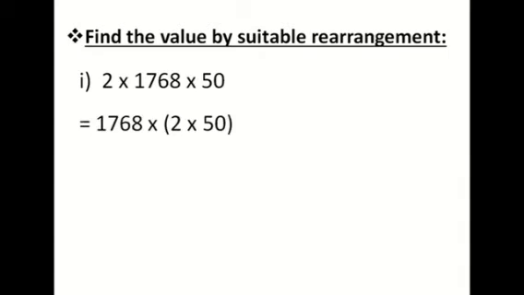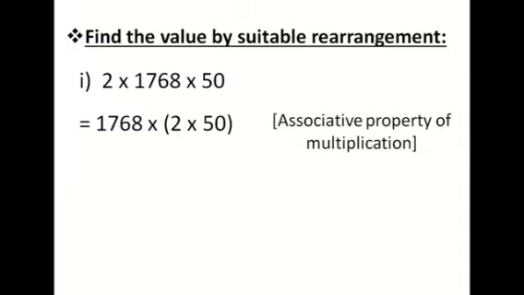So we have used one property. Can you tell me what's the property here? It is associative property of multiplication. Now complete the multiplication part. Means 2 into 50 gives you 100 along with 1768. Write down the final step. It is 1768 along with 2 zeros.